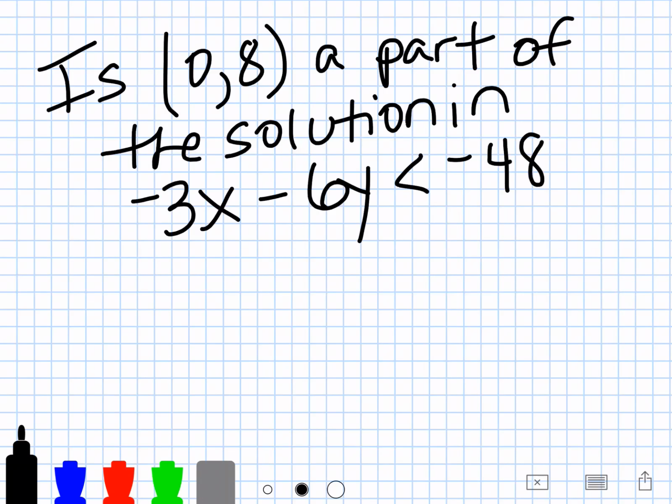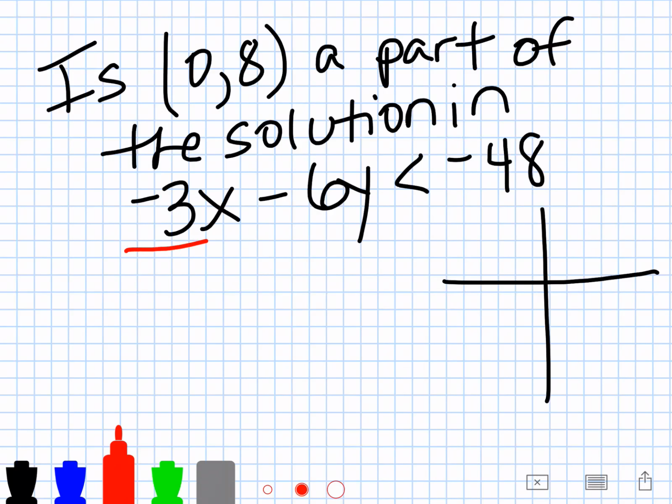Remember, our inequality here is not already solved for y, so we have to solve it for y by doing the cross method. Change x. If you have a negative number, we're going to make that positive now. So that negative 3 becomes a positive 3. You're going to keep your answer, in this case a negative 48, and you're going to keep your y for both the bottom boxes. In this case, it's going to be a negative 6.